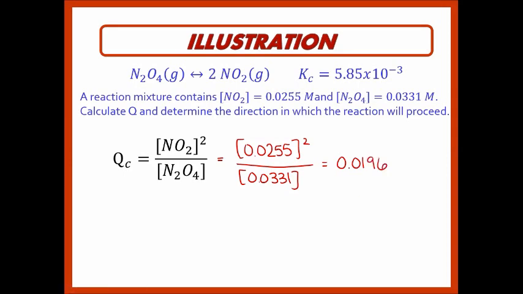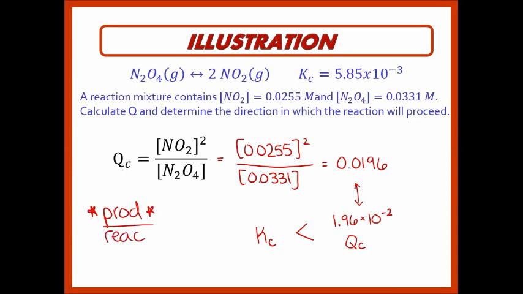Now, in order to compare our reaction quotient and our equilibrium constant, it may be easier to write our reaction quotient in scientific notation. So this is equivalent to 1.96 times 10 to the negative second. Now this allows us to determine that Qc is greater than our equilibrium constant value, 5.85 times 10 to the negative third. Now remember, if Qc is greater, this means that in our fraction of products over reactants, we have more products present in the reaction mixture, and therefore we need to shift in the opposite direction to form more reactants, and therefore the reverse reaction is favored.